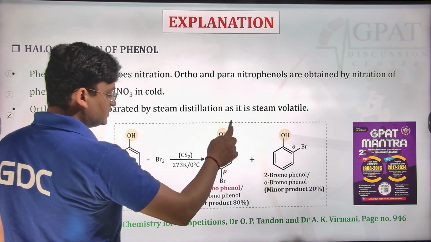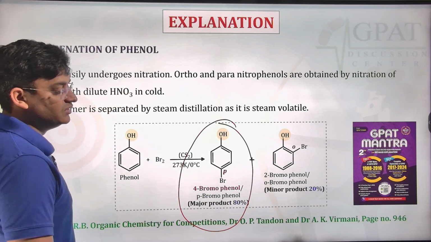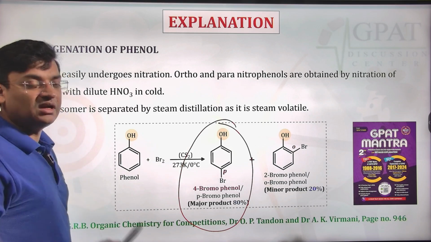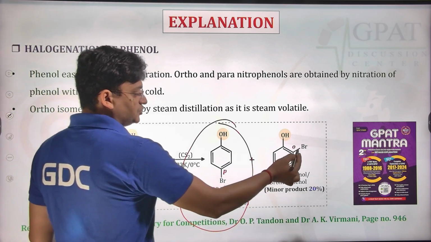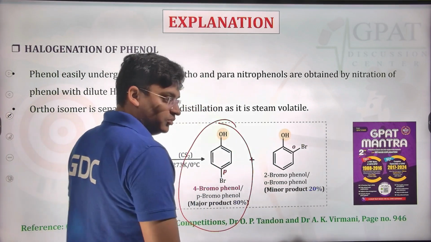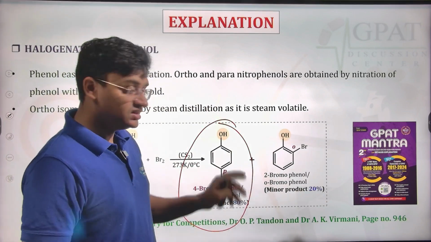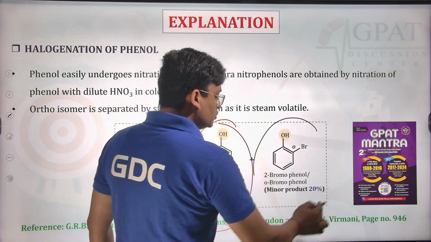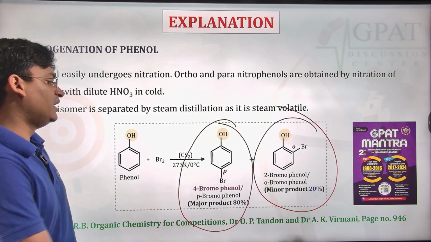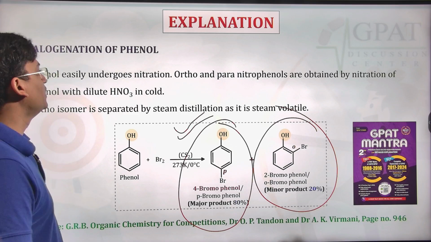At 0 degrees centigrade, 80% of the product that we are going to get will be 4-bromophenol. There are two reasons. First, for the ortho substituted product, since bromine is a bulky group, there is a steric repulsion between OH and the bromine. The second reason is that 2-bromophenol has a higher volatility, so it can be steam distilled, and thus we get only 4-bromophenol as our major product.